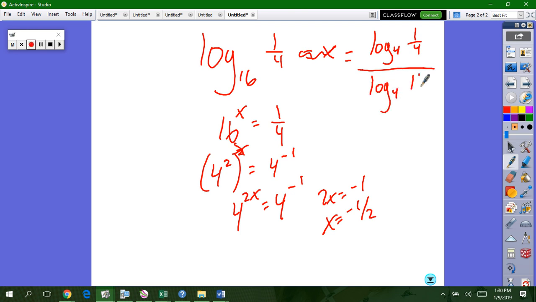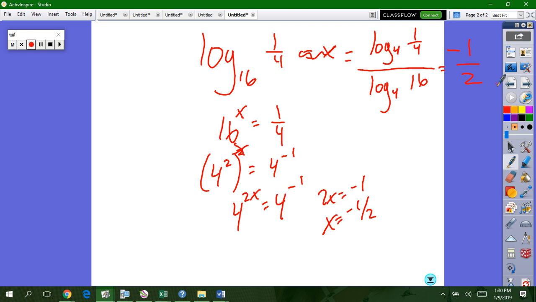Notice I changed it to base 4 because that's what base both of them can become. What is log base 4 of 1/4? 4 to what power is 1/4? -1. 4 to what power is 16? 2. -1. Notice by changing the base to a common base, that allowed me to do that a lot quicker than the same result over here.